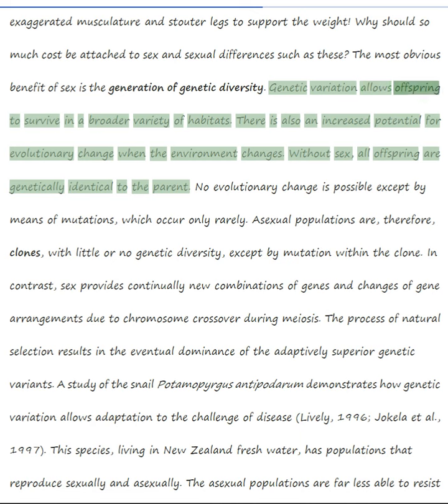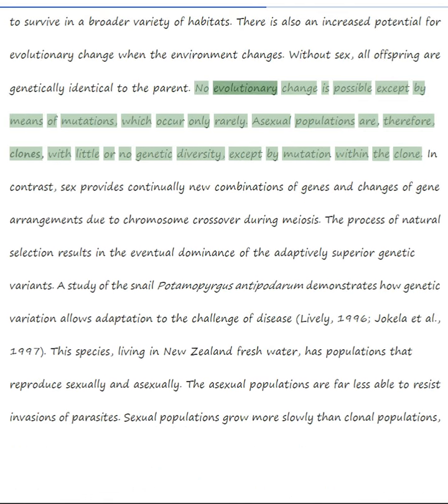Genetic variation allows offspring to survive in a broader variety of habitats. There is also an increased potential for evolutionary change when the environment changes. Without sex, all offspring are genetically identical to the parent. No evolutionary change is possible except by means of mutations, which occur only rarely. Asexual populations are, therefore, clones, with little or no genetic diversity, except by mutation within the clone.